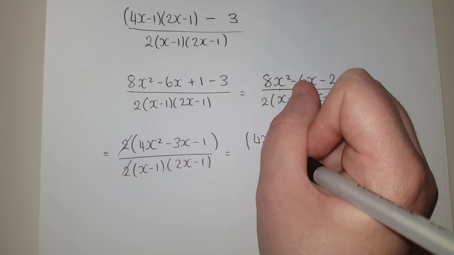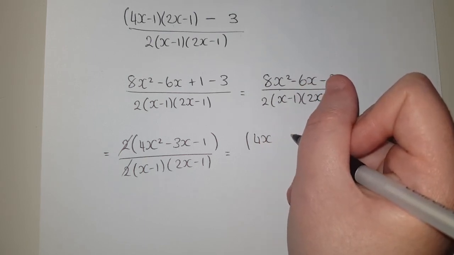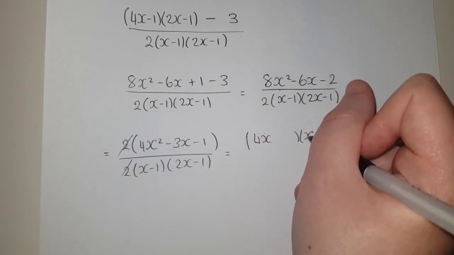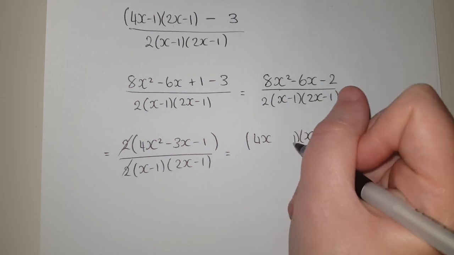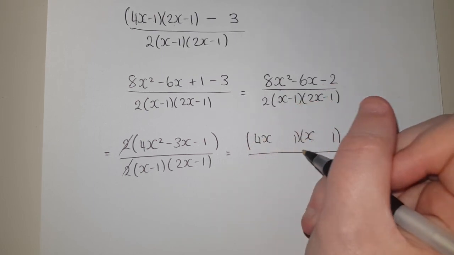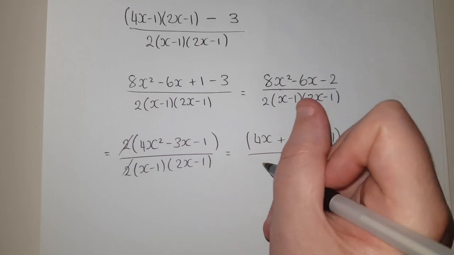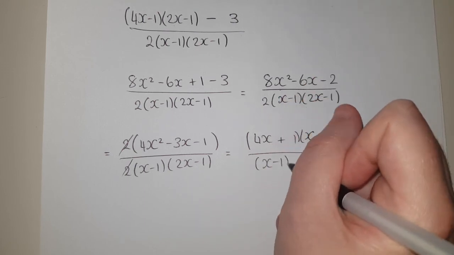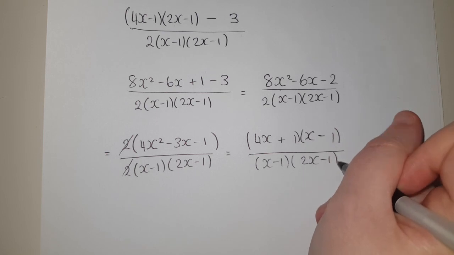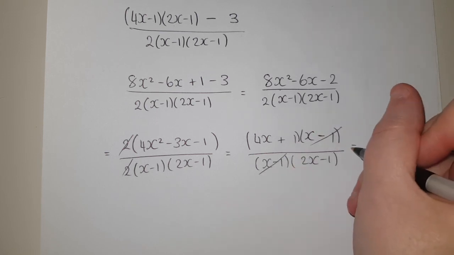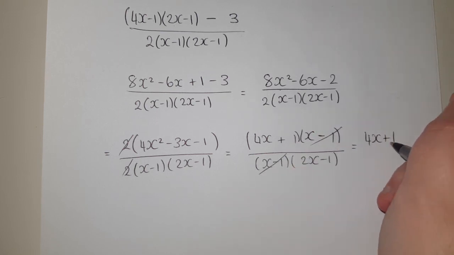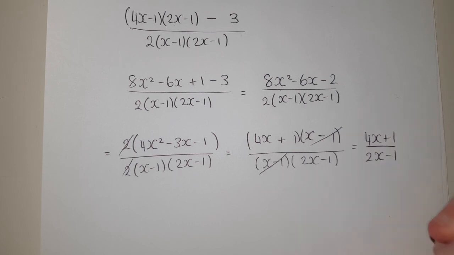So I get 4x and x. I want a minus 4 and add 1. X minus 1 cancels on both. I end up with 4x plus 1 over 2x minus 1.